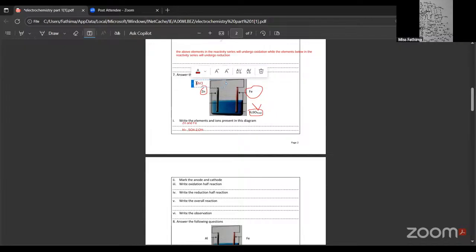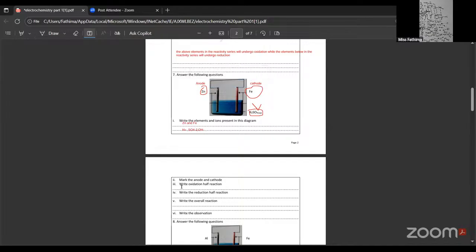Zinc is the anode. If you found the anode, then the other one is going to be the cathode. Right? Anode, and the ion is going to be the cathode over here. Therefore, zinc is positive and that is going to be negative. Right? Then you write the oxidation half reaction.